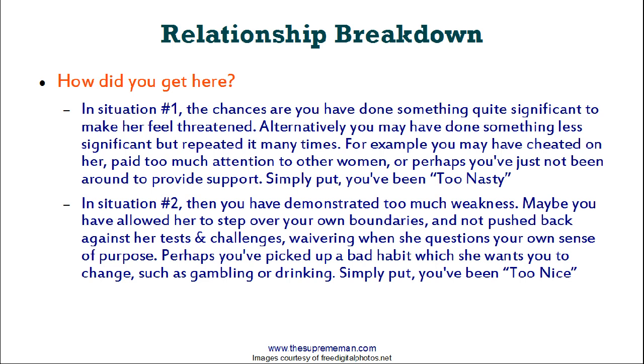So how did you get here? Well, situation one, I can just summarise this. This is the kind of situation where you're perhaps too nasty or just not around, not supportive enough. You're not meeting her requirements to be her man from a perspective of providing her with the right attention. You're not giving her enough. You may have done something significant to make her feel threatened. Maybe you've cheated. Perhaps you've done something less significant but just repeated it many times, so she now feels very let down and disappointed with you.